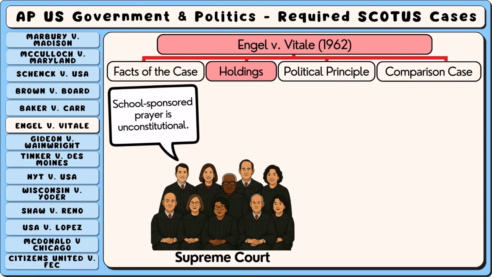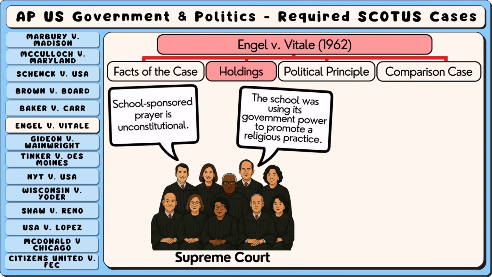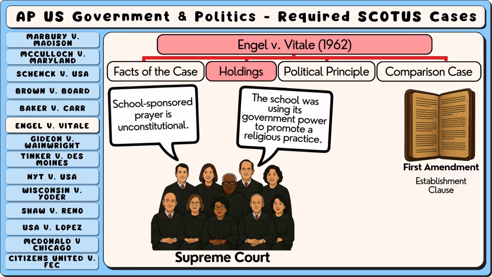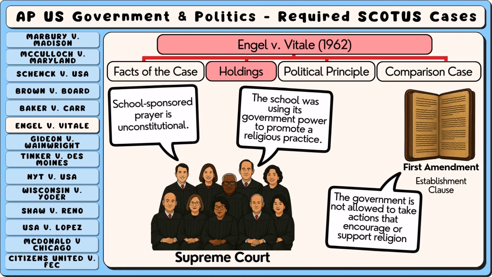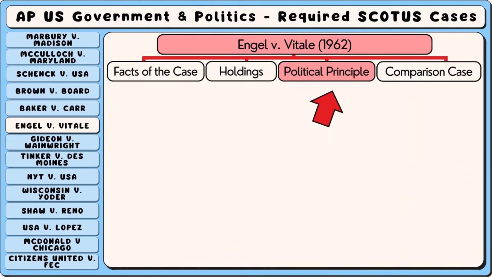The court ruled that the school-sponsored prayer was unconstitutional. Even though students could choose not to say the prayer, the school was still using its power as a government institution to promote a religious practice. The court said this violated the Establishment Clause because the government is not allowed to take actions that encourage or support religion. The political principle at the core of Engel versus Vitale is separation of church and state.